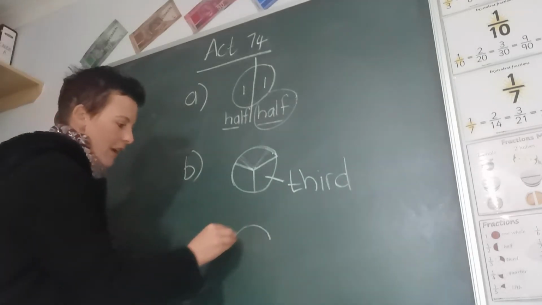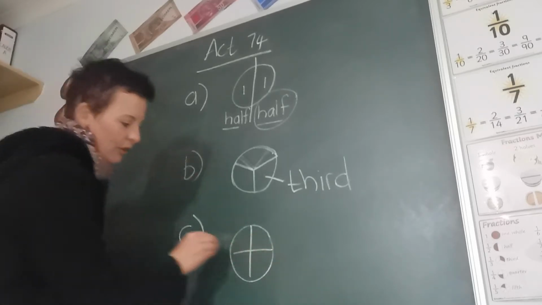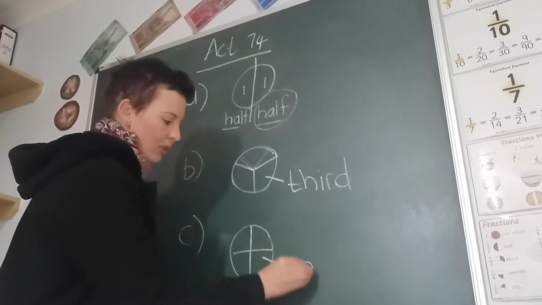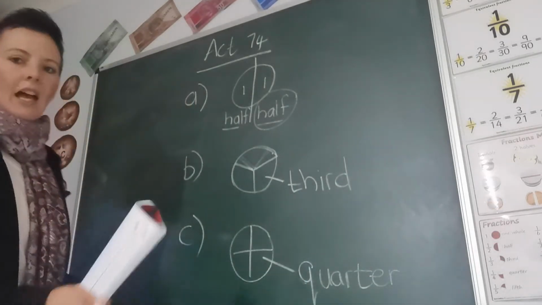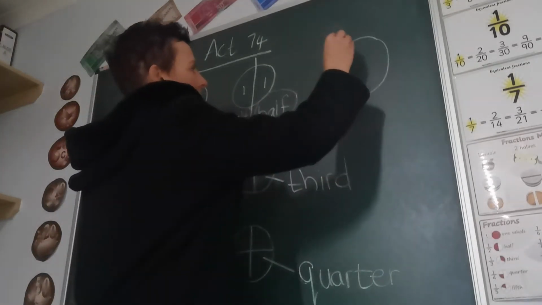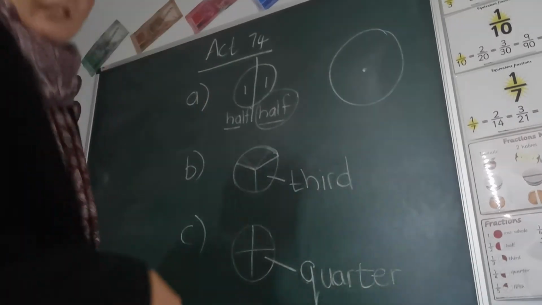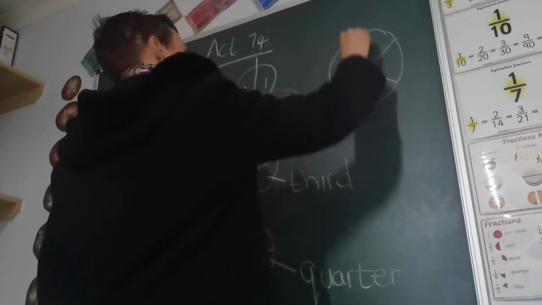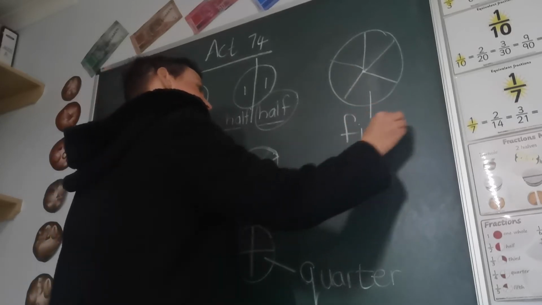Okay, if there's 4 friends for C, you're going to divide it into quarters, into 4 pieces. And each friend is going to get 1/4 of the cake. And the last one, D, is when you divide it into 5. Then they're each going to get a fifth. So let's divide this cake into 5 pieces. 1, 2, 3, 4, 5, and then each friend is going to get a fifth.